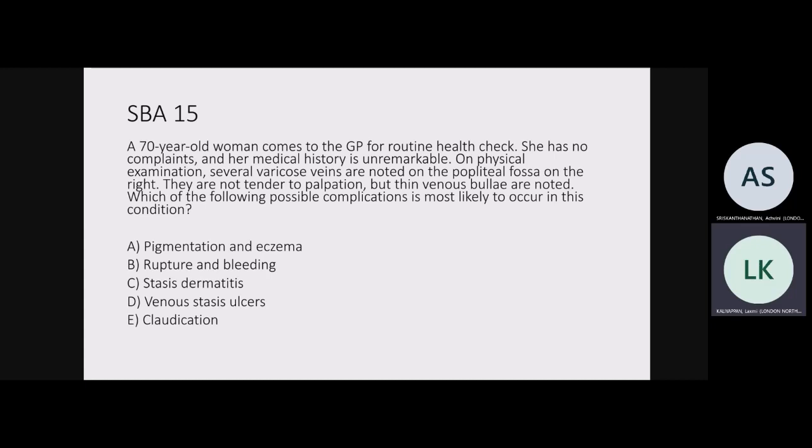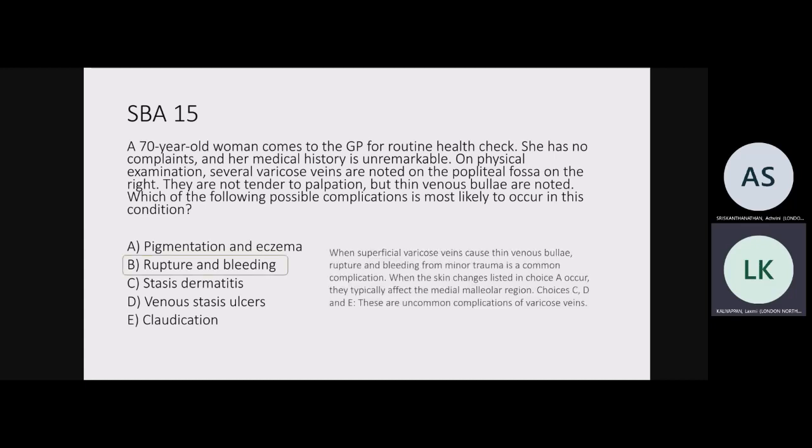Physical examination shows several varicosities on the popliteal fossa, which are tender to palpation, but you can note little bullae. What do you think the most likely complications are from this condition? So you've got all these options there that sound quite viable. The main thing with this presentation is rupture and bleeding.